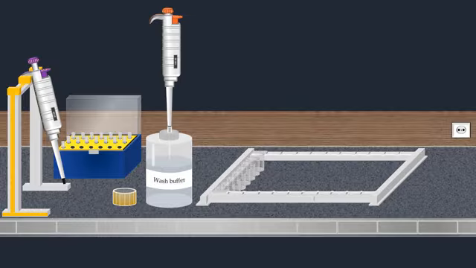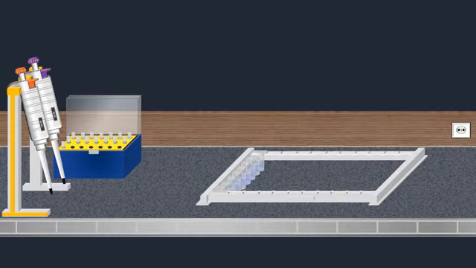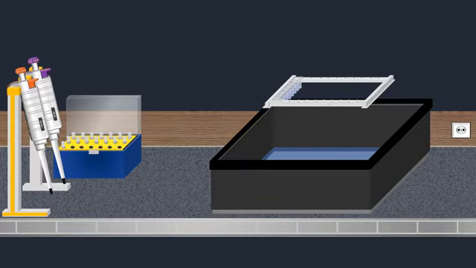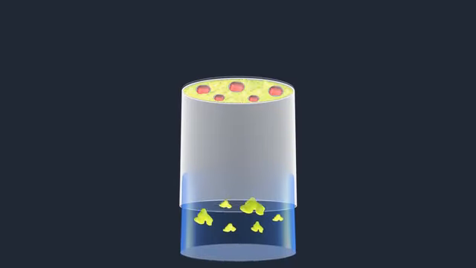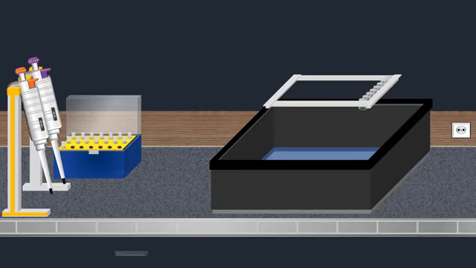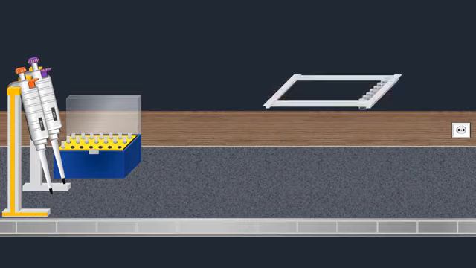After removing the excess blocking solution, the wells are thoroughly washed with the wash buffer. This step helps to ensure that any remaining blocking protein is thoroughly removed from the wells. After discarding the wash buffer, any residual liquid is removed using an absorbent paper towel.